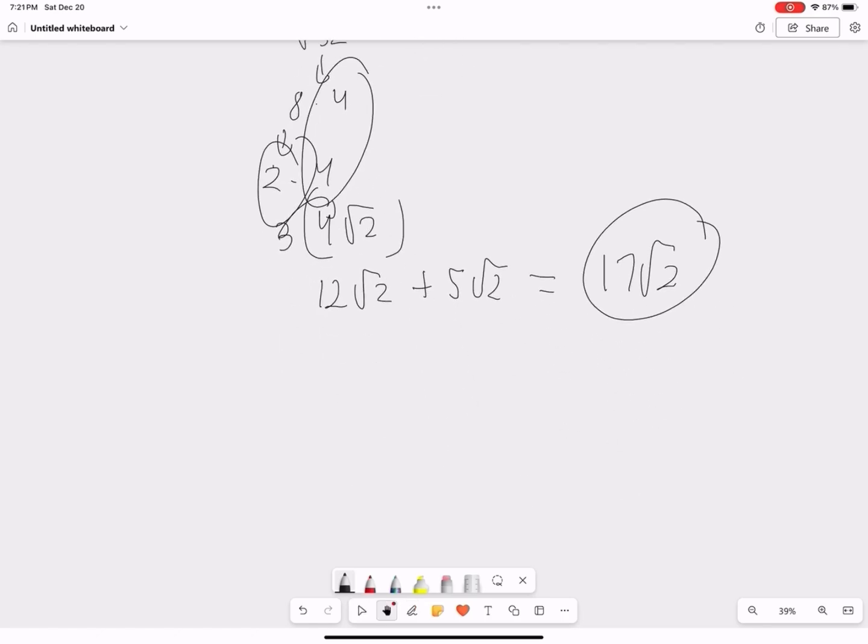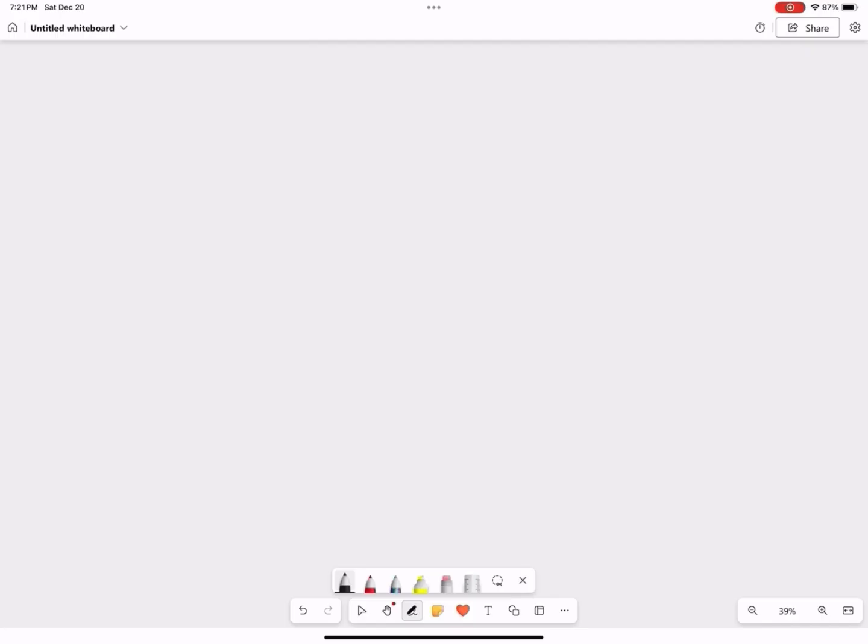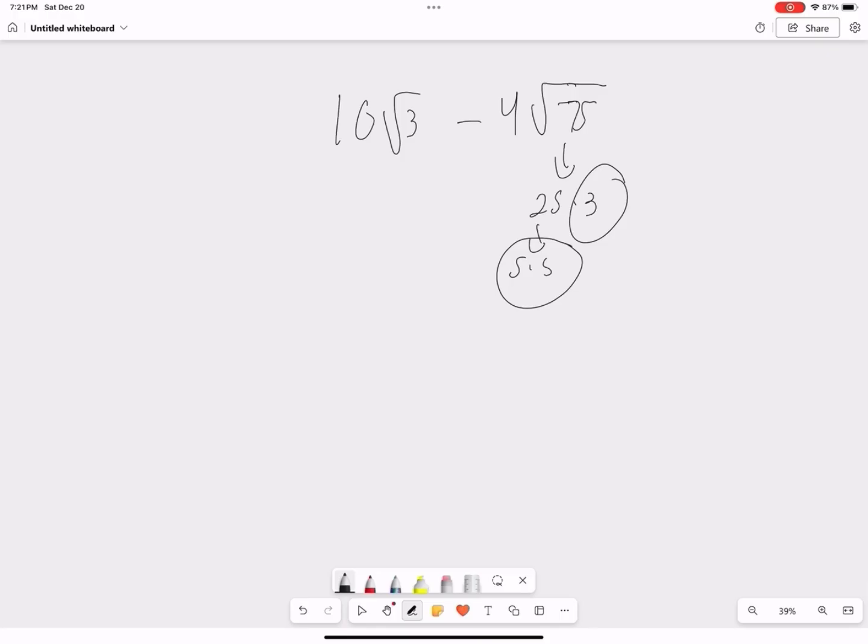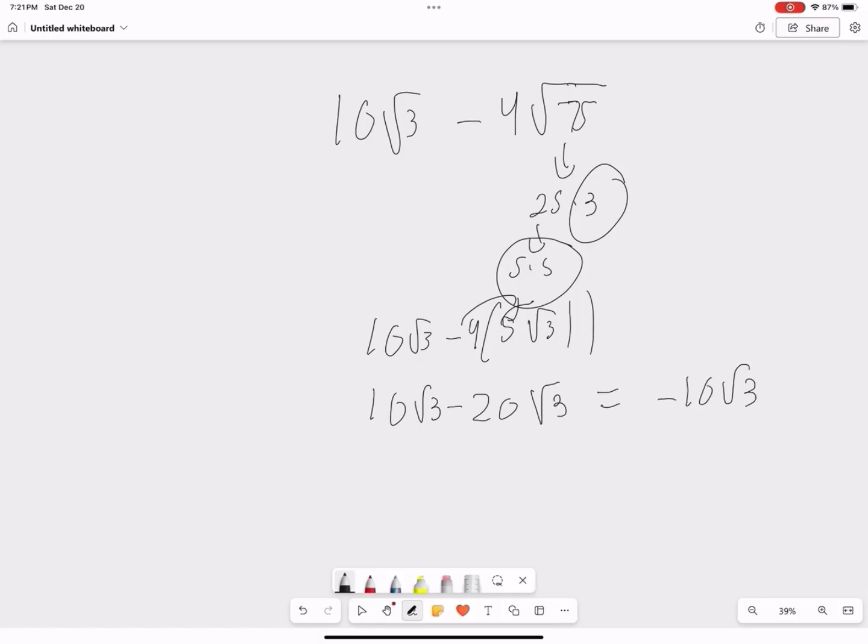One more. 10 root 3 minus 4 root 75. So let's break this down. So then this becomes 25 times 3. This becomes 5 times 5. Circle our pairs. So then this becomes 10 root 3 minus 4, parentheses, 5 root 3. So this becomes 10 root 3 minus 20 root 3. So this becomes negative 10 root 3.